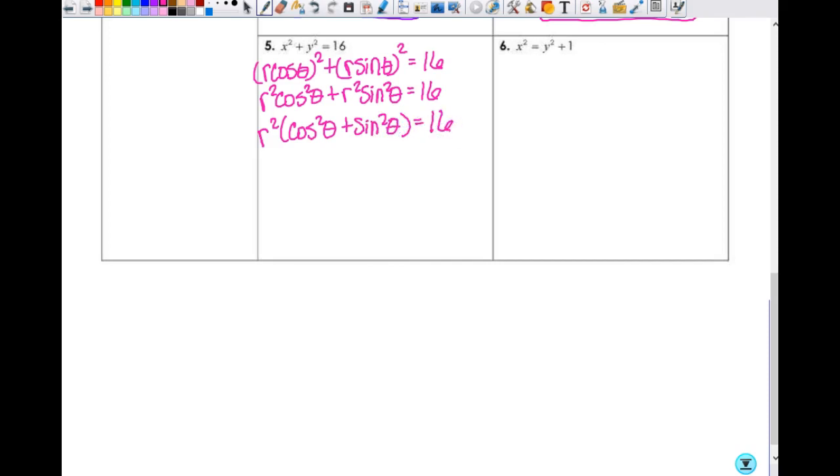Well, what is cosine squared theta plus sine squared theta? 1. So that means that r squared is equal to 16, and we're done. You don't even have to take the square root. You can, and it's fine, but this is good enough too. So r is really plus or minus 4. What would that graph in the polar coordinate system? It's just a circle, right? Isn't this the equation of a circle? This is the equation of a circle with the center at the origin. Radius is 4.